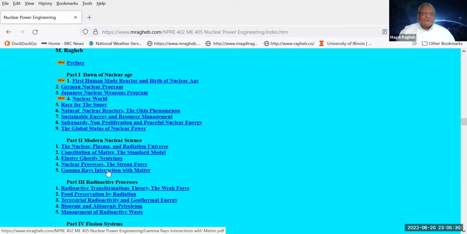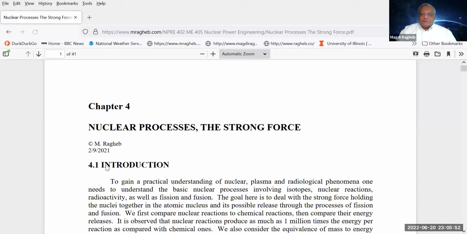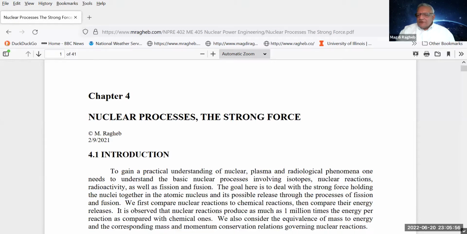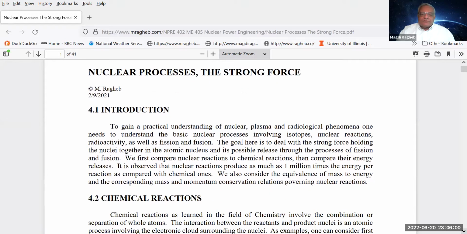We are going to leave the gravitational force to your other classes. But look here, we are going to take the challenge of covering 3 out of the 4 forces of nature. So we'll start here with the nuclear processes, the strong force. That makes us more quantitative in the treatment of the information that we covered in the previous 2 chapters.